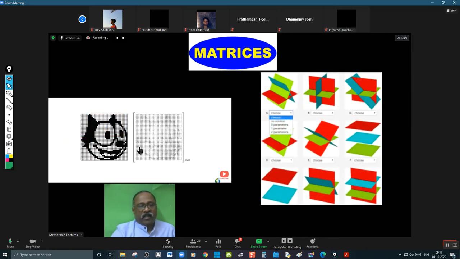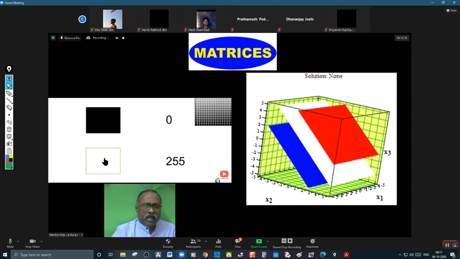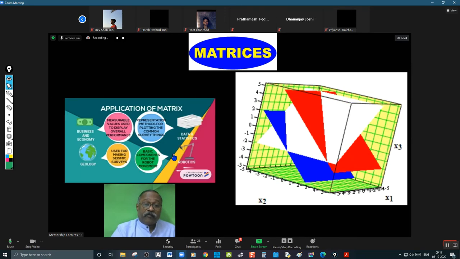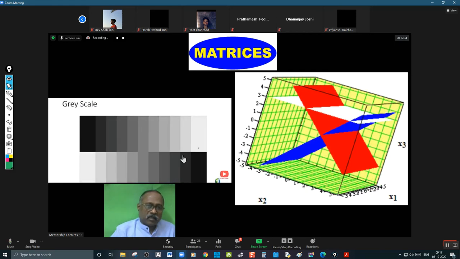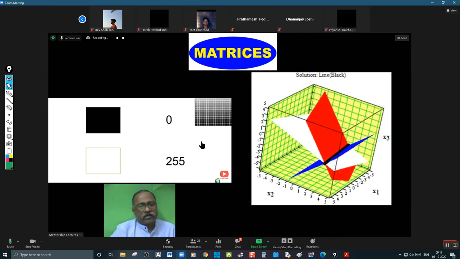And if you want some shape to be formed, it will be formed as a matrix. Just see the smaller parts of the diagram there. This is black, 0, and for other colors they define 255 different colors, and with the mixing of those 255 different colors other colors are formed. You might have seen grayscale. These are all formed using matrices only.